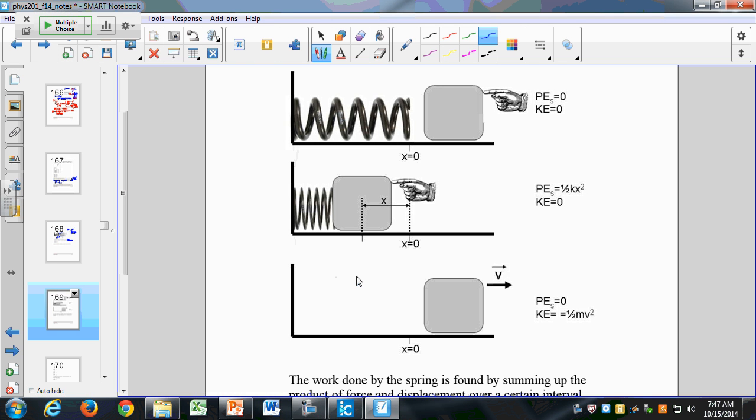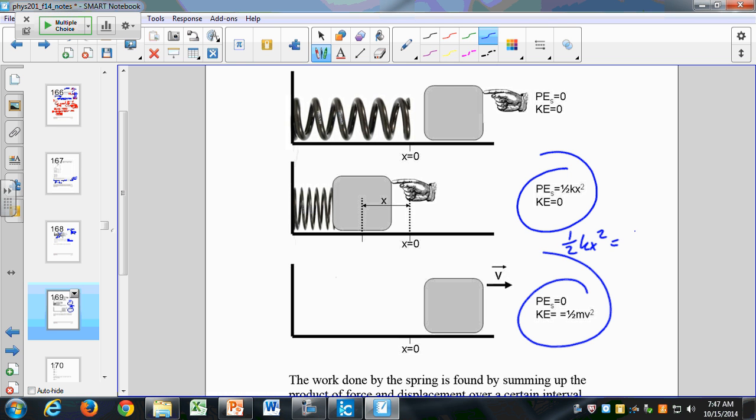Now, just as we did with the gravitational conservation of energy problems, we can say that the total energy here is equal to the total energy here. And so we can then claim that the 1/2 kx squared in potential energy is equal to 1/2 mv squared in kinetic energy. And just as we did with the gravitational potential energy problems, where we did roller coaster type problems, we can figure out what the velocities or positions of these objects are at particular points.